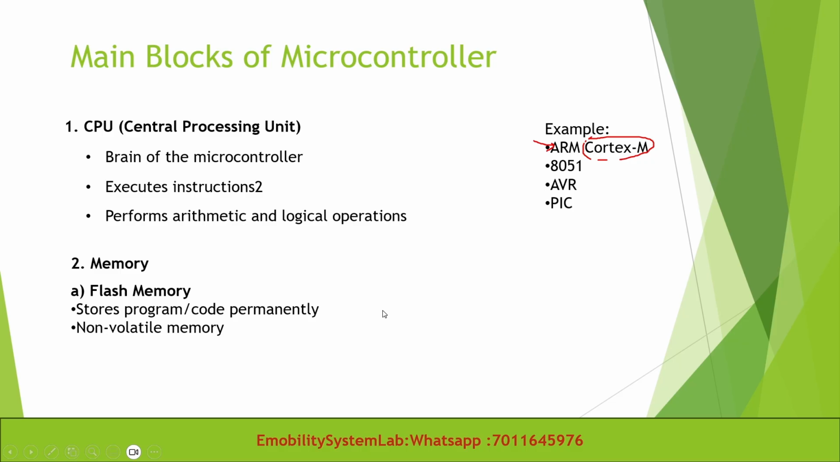The second block of a microcontroller is the memory. Memory has different segments. Like it has flash memory. There is a permanent memory and there is a temporary memory. Flash memory is a permanent memory, so it stores program and code permanently. It's non-volatile memory. The flash memory is also called non-volatile memory. Got it?